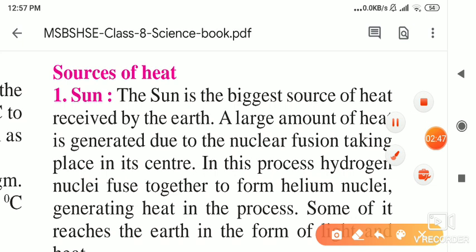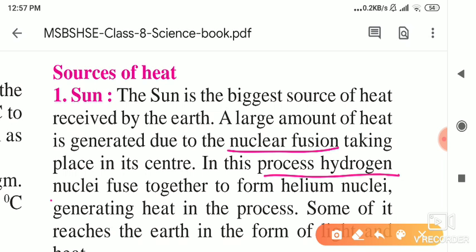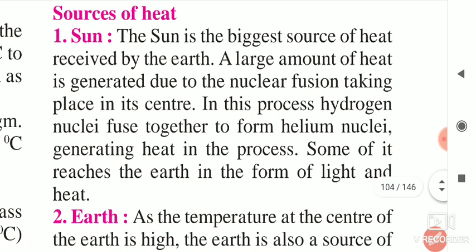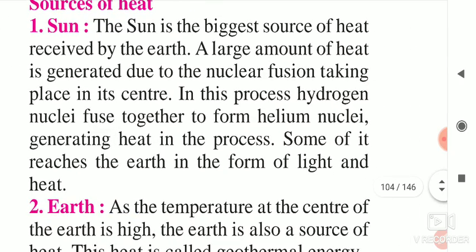So the process here is nuclear fusion. In nuclear fusion, two hydrogen nuclei fuse, that means combine together, and form the helium nuclei. In this process energy is generated, and heat is produced. Some of it reaches the earth in the form of light, and the sun is sending its heat all around.